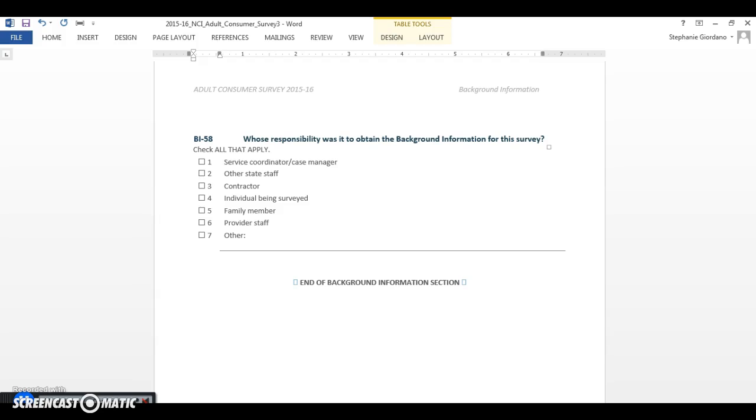The next module will go on to review Section 1 of the Adult Consumer Survey.